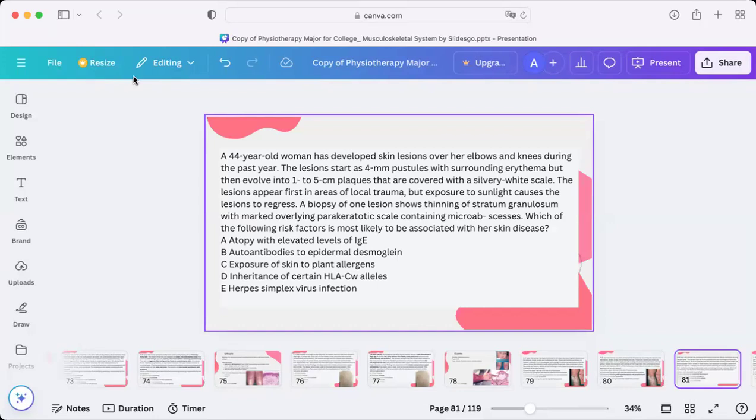Good job. It is psoriasis, correct. And HLA-B27, not necessarily HLA-B27. Good job. Good job. It is D.